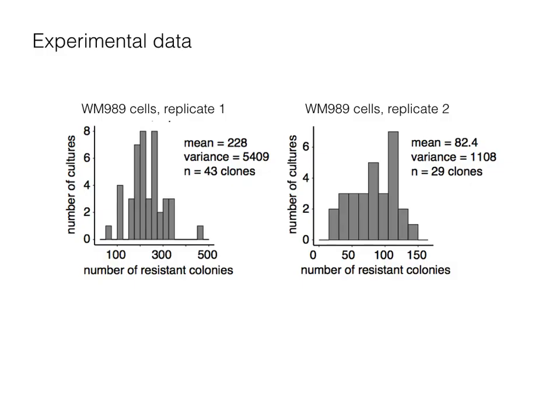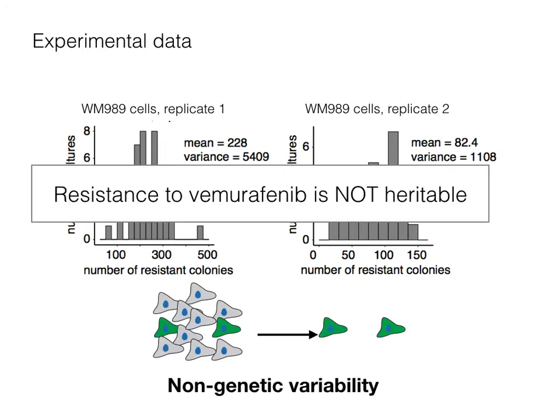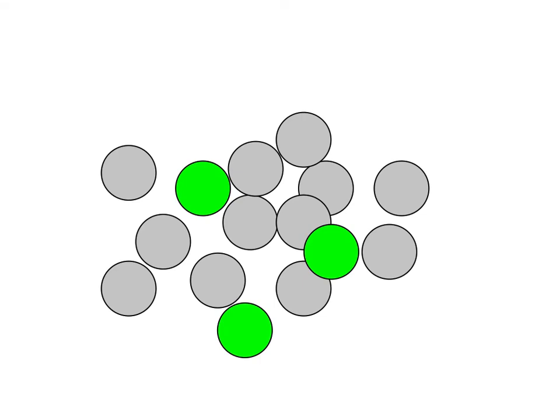Surprisingly, we found that our experimental distributions were not consistent with a heritable phenotype, and we confirmed this using simulations and significance testing. See the paper for more details. Thus, we proceeded with this transient model of resistance, where the green cells are pre-resistant ones, and they can transition back and forth between non-resistant and pre-resistant.